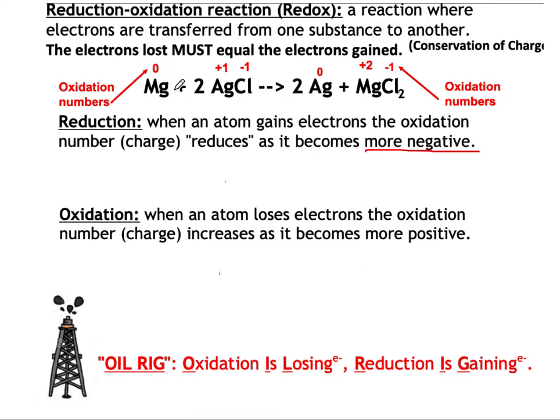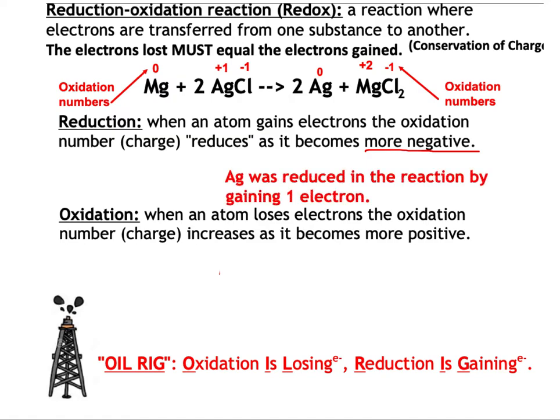So if we look, Mg starts out as 0 and it turns to +2. Is it becoming more negative? Is it gaining electrons? No. So Mg is not being reduced. What about Ag? Ag goes from +1 to 0. It is becoming more negative because, again, its oxidation number is going down. It is gaining 1 electron, and what we do is we write out Ag plus because that's what it started as. We're going to add 1 electron, and that's going to turn into Ag0.